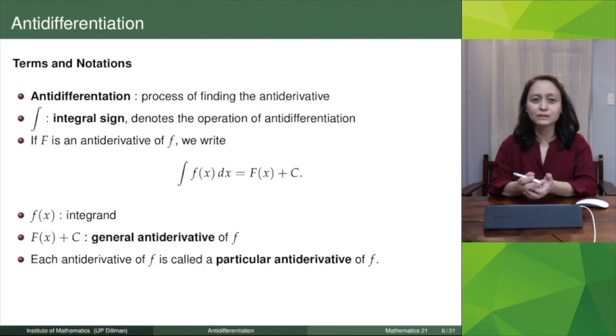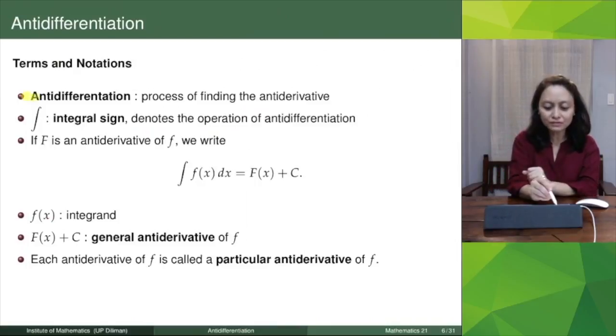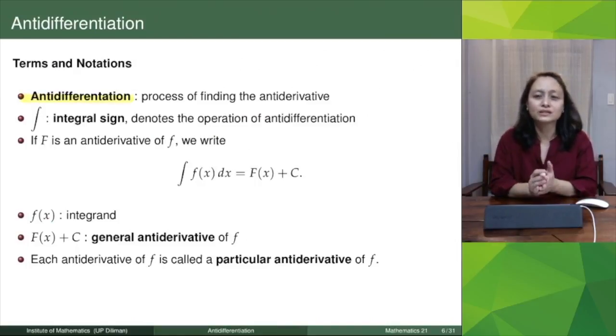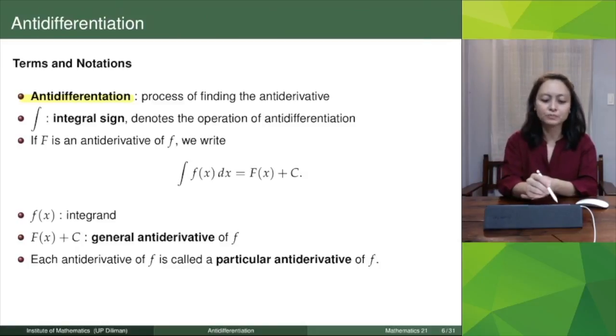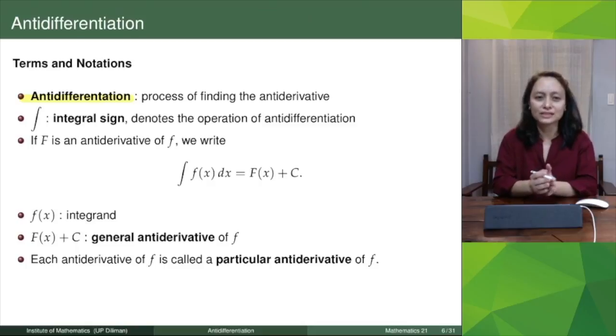Okay, so let's look at some notations and terms that we will be using. So the process of finding the antiderivative, of course, is called the process of antidifferentiation. And this is the integral sign. It denotes the operation of antidifferentiation. So please practice writing the integral sign. If you notice, it looks like an elongated S. As we shall see later, bakit S? Kasi yung integral or antidifferentiation represents a sum. Okay, we'll see that later. But for the meantime, please practice on how to write the integral sign.